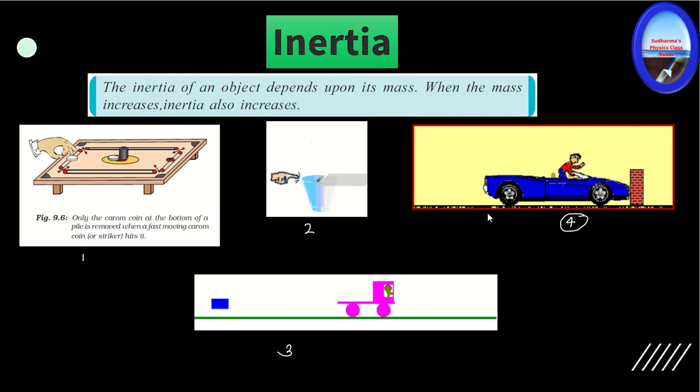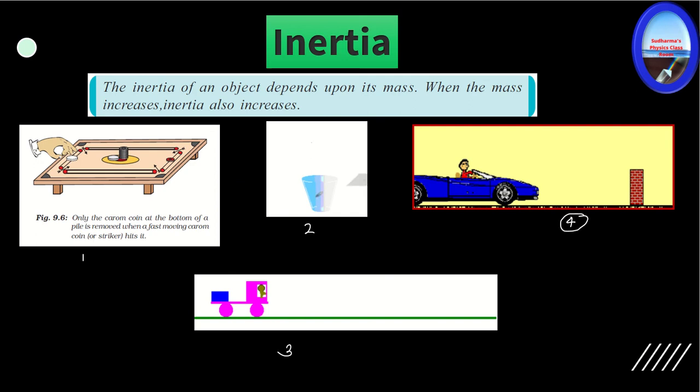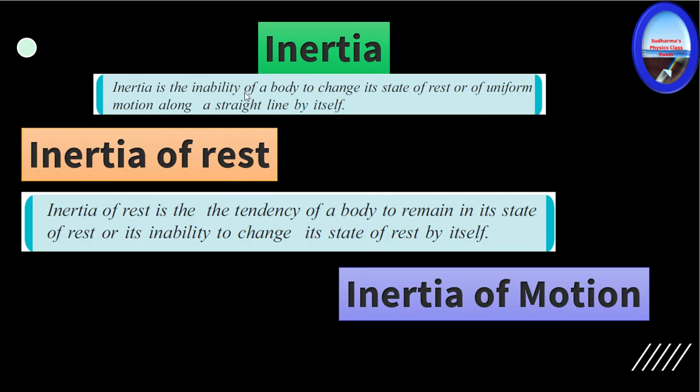Okay. So now let's go back to our definition of inertia. Inertia is the inability of a body to change its state of rest or uniform motion along a straight line by itself. It tries to resist the change. Inertia of rest is the tendency of a body to remain in its state of rest, or the inability to change its state of rest by itself. Only if an external force acts on the object does the state of rest change. Same way we can define inertia of motion also. It is the tendency of a body to remain in its state of motion. Okay, that is called inertia of motion.